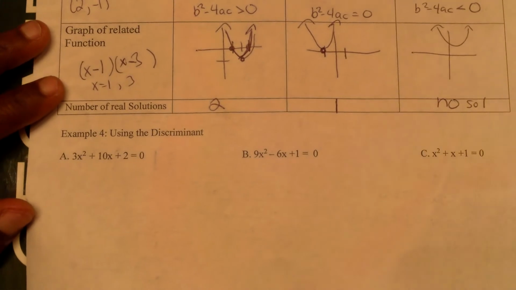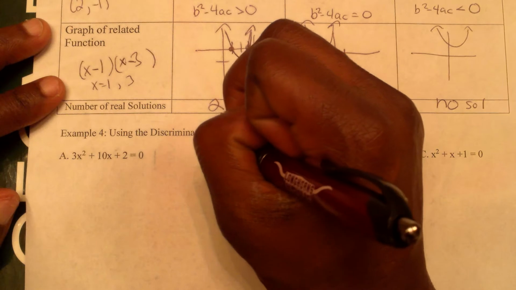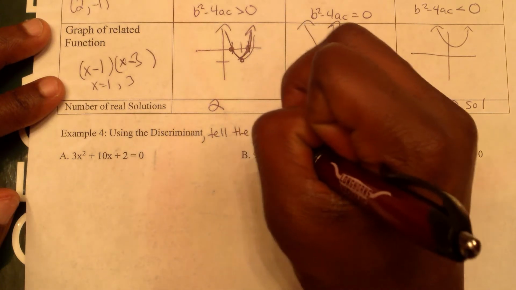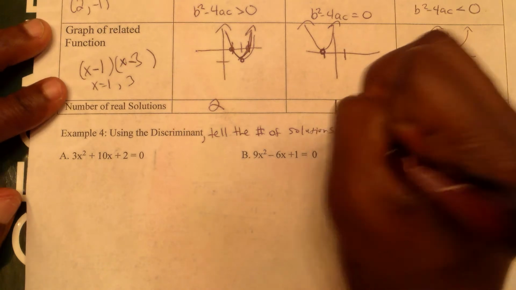So here, example 4 is just asking us to use the discriminant, and the directions aren't fully there. It's missing some. Using the discriminant, tell how many solutions there are. I bet it says something like that. Tell the number of solutions.